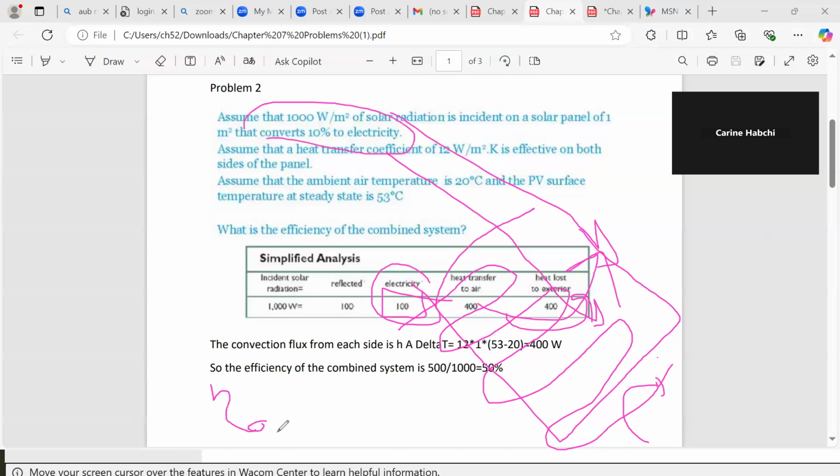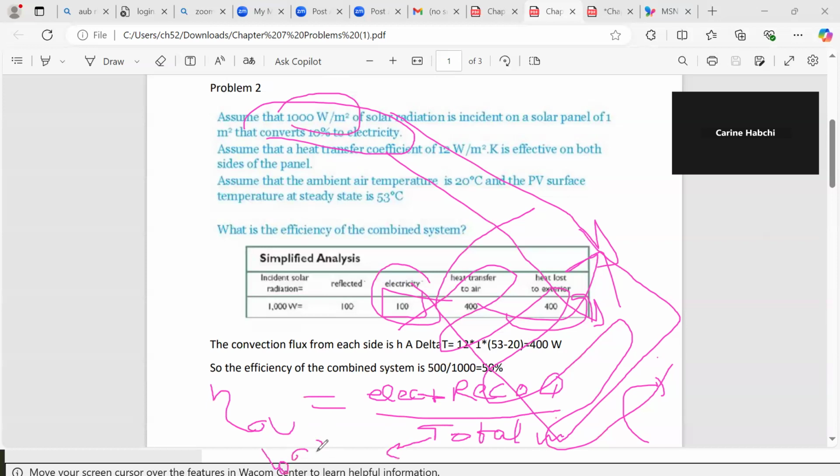And overall, the efficiency will be equal to the electrical power plus the recovered heat over the total incident energy. So here they told us the total incident energy is 1000, so we replace the total by 1000 watt per meter square.